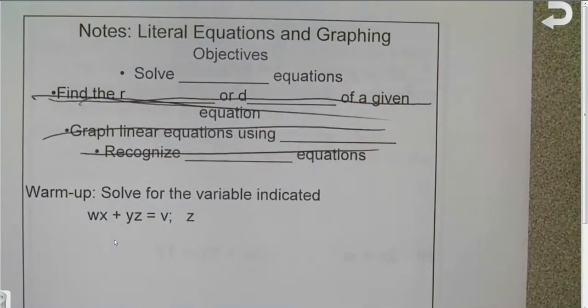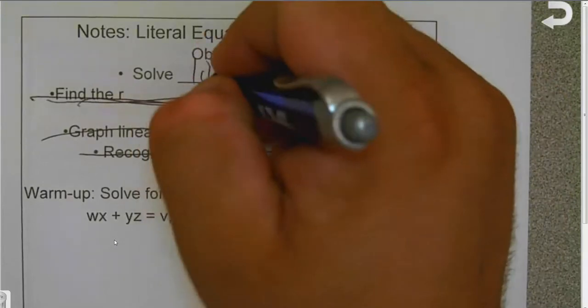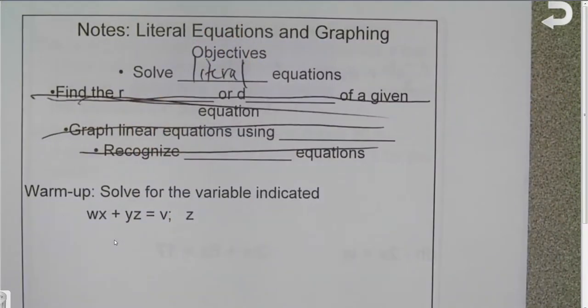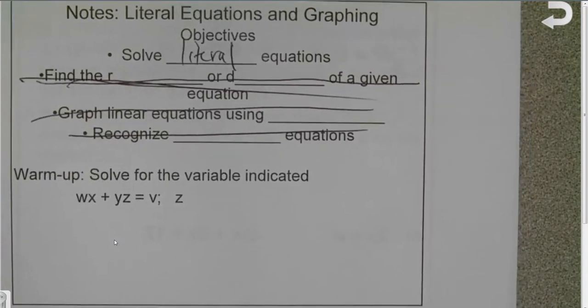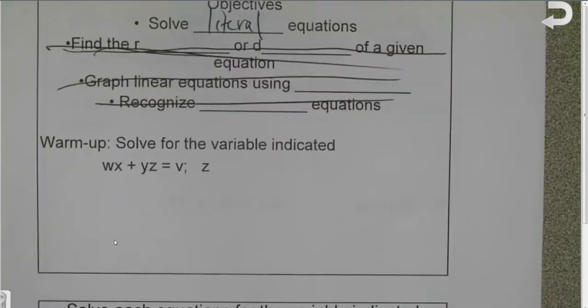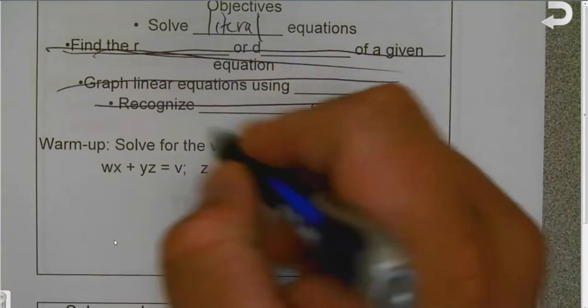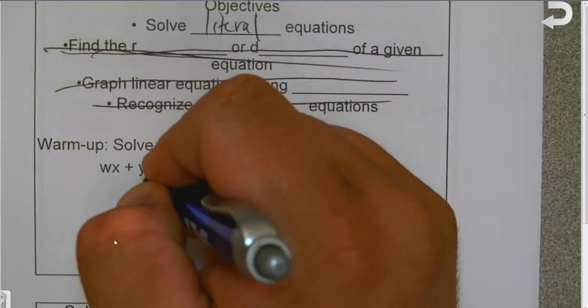We're literally going to focus on literal equations. We touched briefly on it in the last unit, and I felt like it's one of those things where the more time I can spend on it, probably the better for everybody. So, in a warm-up problem, we're going to work together. We're going to solve for the variable indicated. And that variable is z.